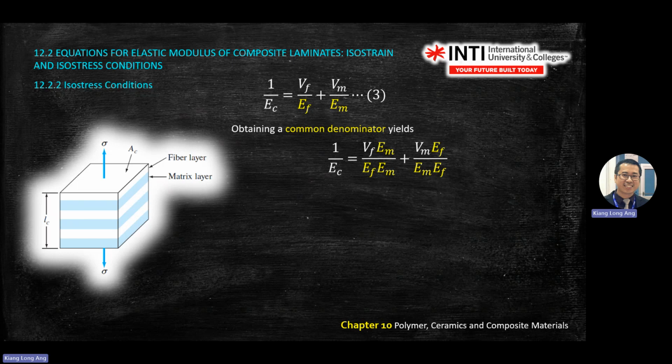Okay, so the equation you get is 1 over EC equals VF over EF plus VM over EM, or you can expand it into the same denominator. Same denominator means you find the common denominator. This side multiply by EM, this side multiply by EF. Mathematically, when you multiply the same denominator, you get this one, and then usually we don't like 1 over something. So what we do, we flip it, and we get this one.